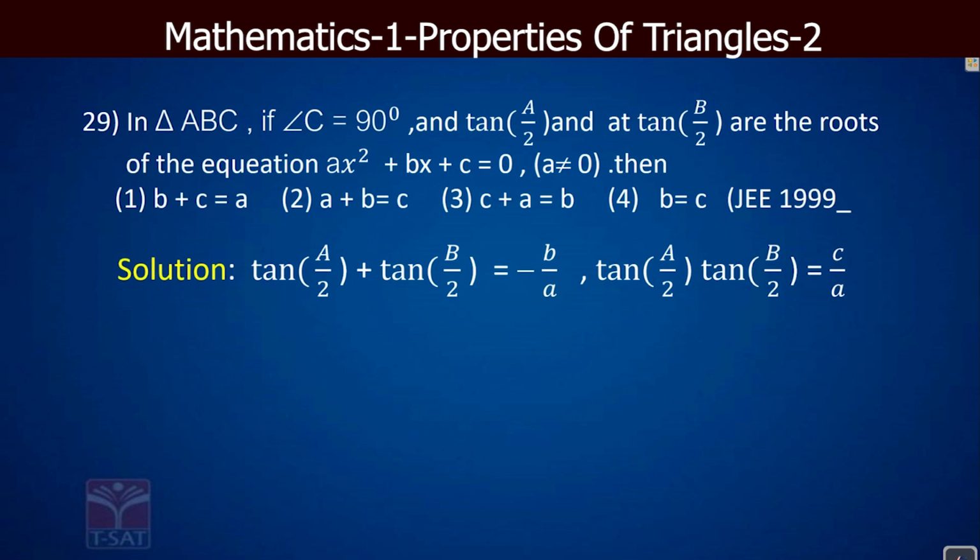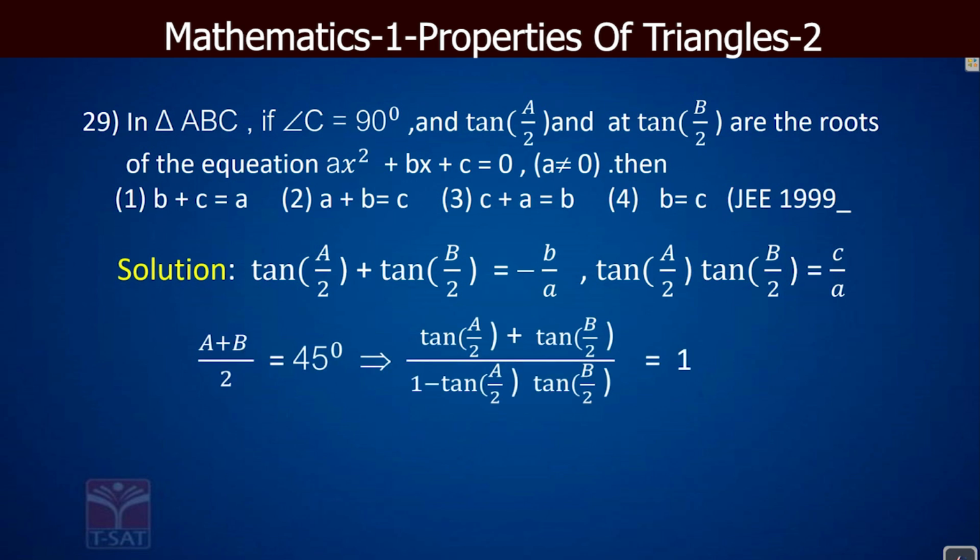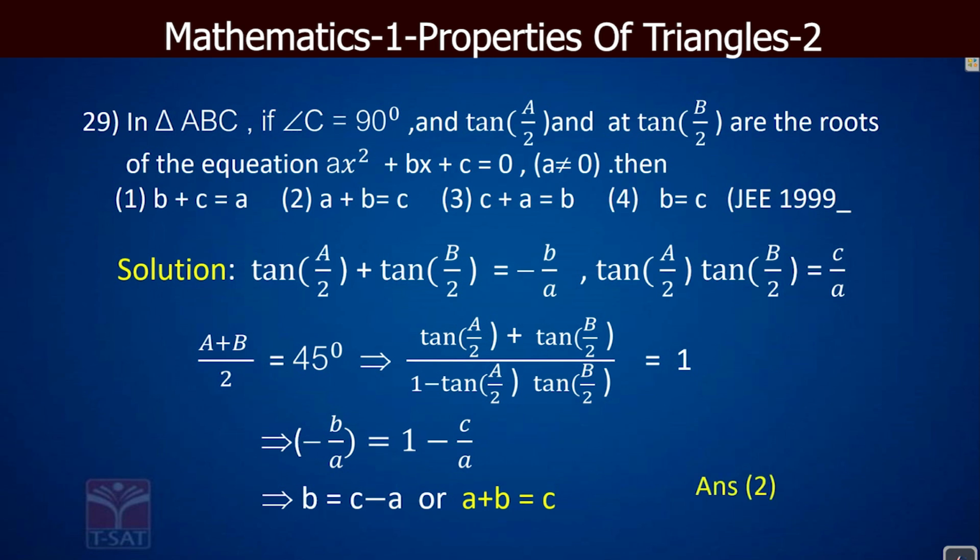Now from the hypothesis, tan A/2 + tan B/2 is equal to -b/a, and tan A/2 tan B/2 is c/a, because they are the roots of the quadratic equation ax² + bx + c = 0. Therefore from this you will get (A + B)/2 is equal to 45 degrees, which implies (tan A/2 + tan B/2)/(1 - tan A/2 tan B/2) is equal to 1, which shows that -b/a is equal to 1 - c/a. This indicates that b is equal to c - a, or a + b is equal to c. So the correct option is option number 2.